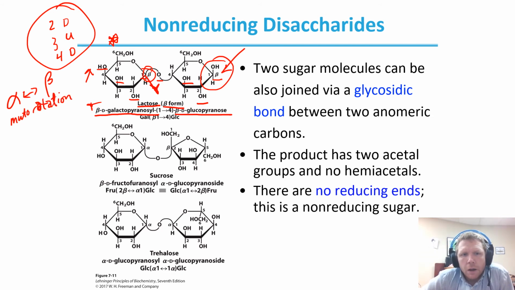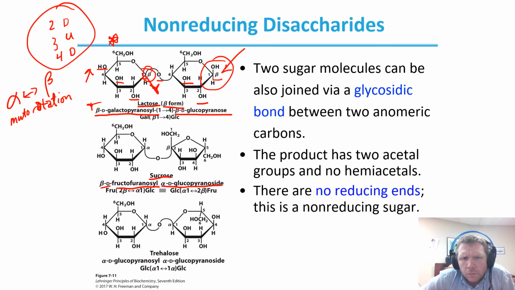Okay, now the next sugar that we have, sucrose. Sucrose, what do we have going on here? Well, we've got beta D fructofuranosyl and alpha D glucopyranoside. Okay, what do we have there? Well, we've got a glucose and a fructose.